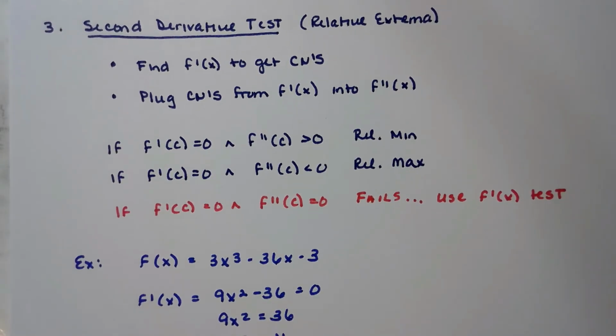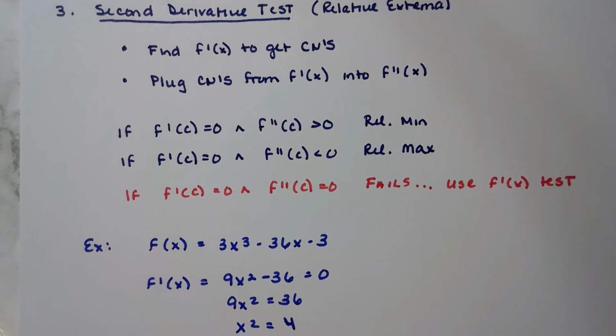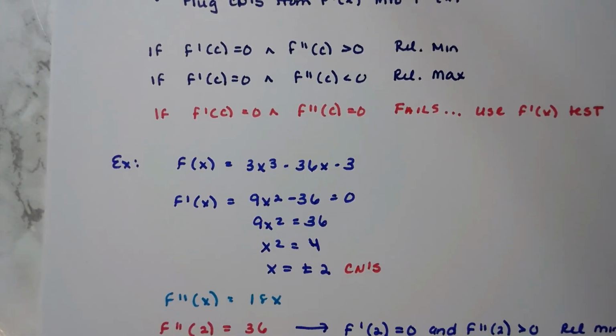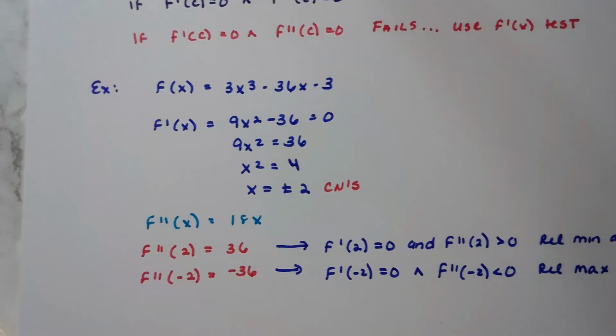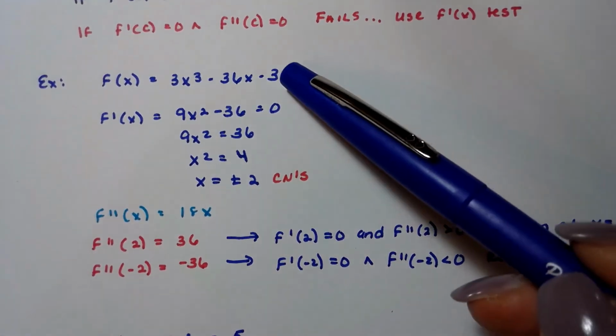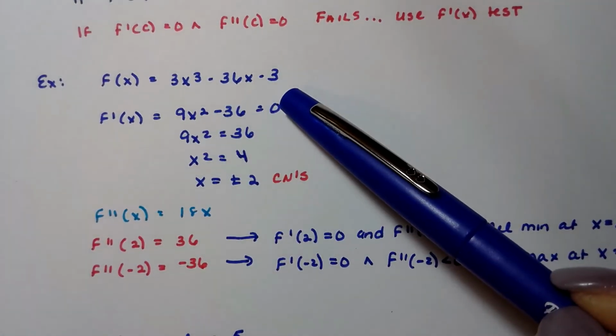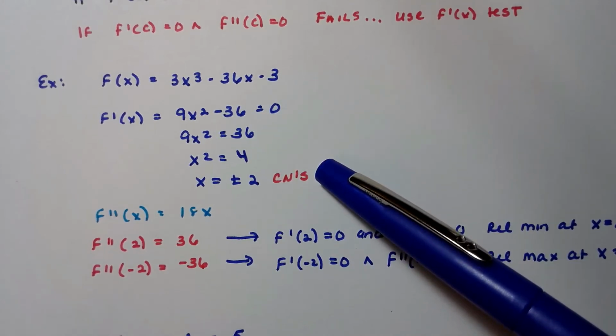And I did find one in the book that fails, and I don't know if it was a homework problem or not, but we're going to go over it. So, simple example here. Here's my function. I found the first derivative, set it equal to 0, and I found the critical numbers.